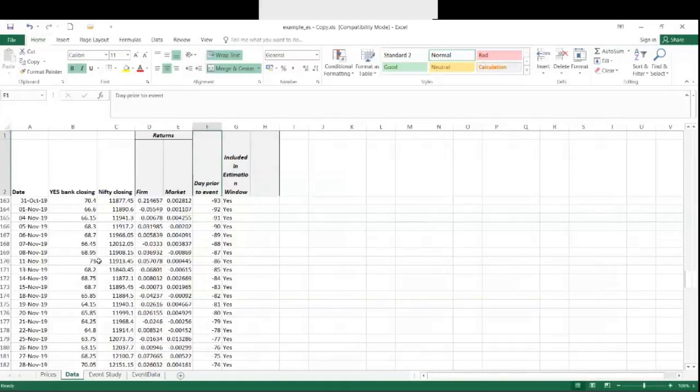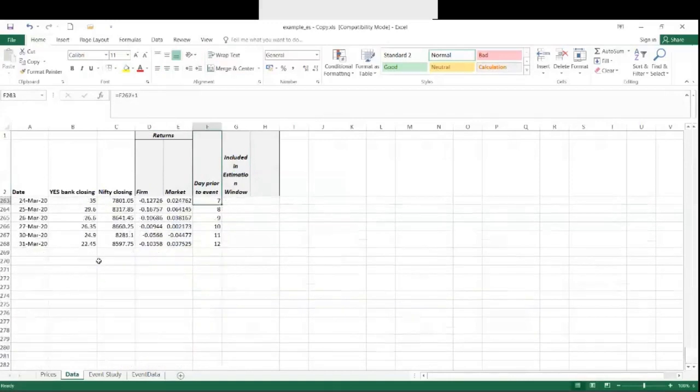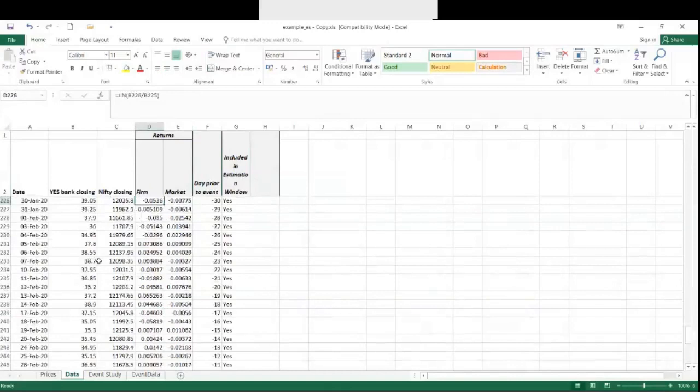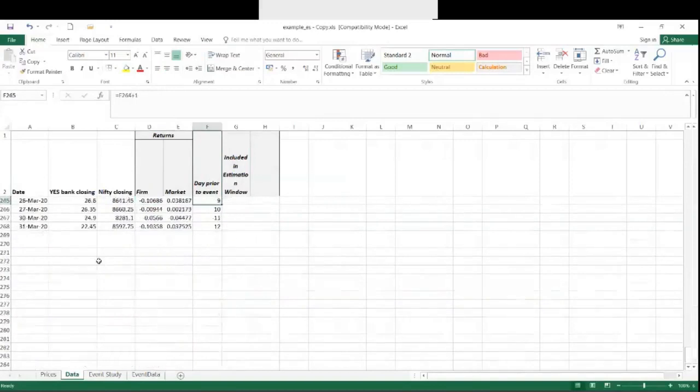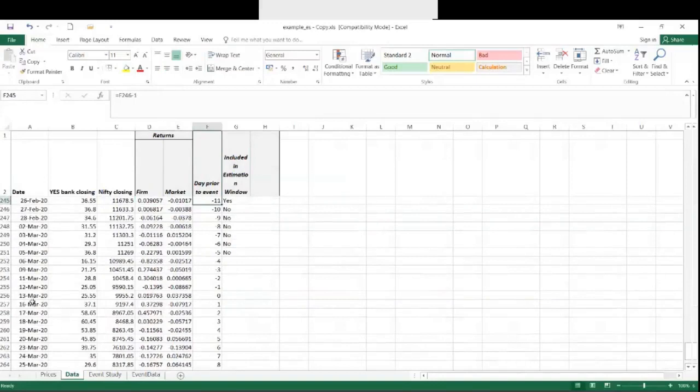So first things first, what is this return? These are all log returns, straight away the log of the ratio of today's price divided by yesterday's price. Similarly, the market return. So no issues here. Then I come to my announcement date, which is this 13th March. I'm just going to highlight it. I have marked it as 0 because this is my event day.